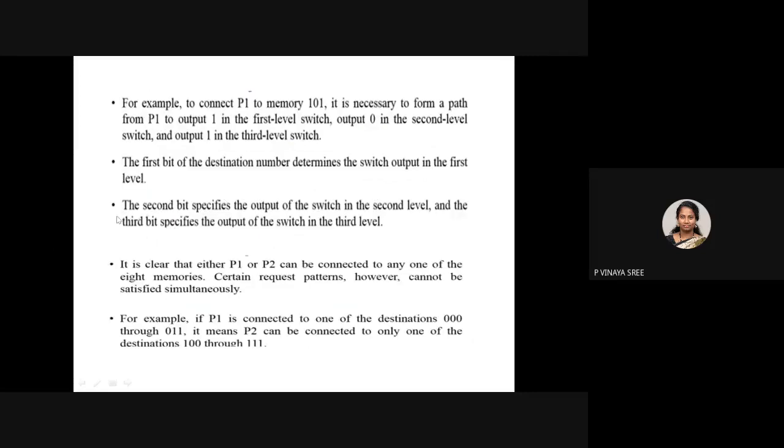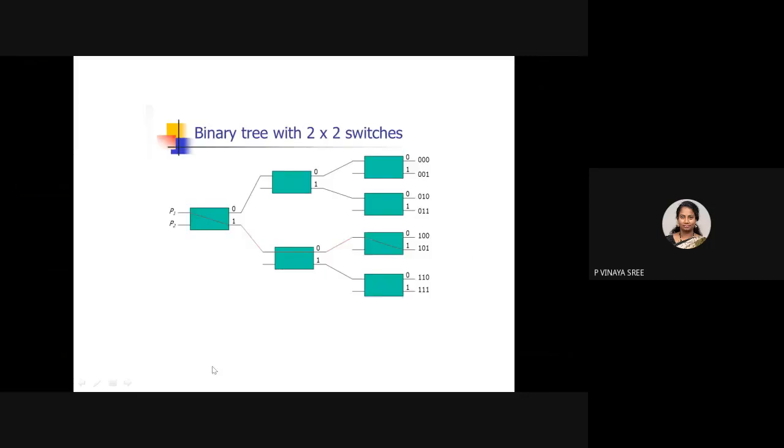Okay, so it is clear that either P1 or P2 can be connected to any one of the 8 modules. Certain request patterns however cannot be satisfied simultaneously. Why? See an example so that you can understand. For example, if P1 is connected to one of the destinations 000 through 011, it means P2 can be connected to only one of the destinations 100 through 111. Why? Let me show an example.